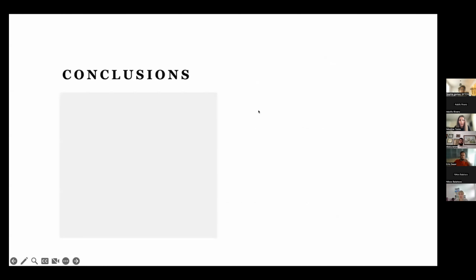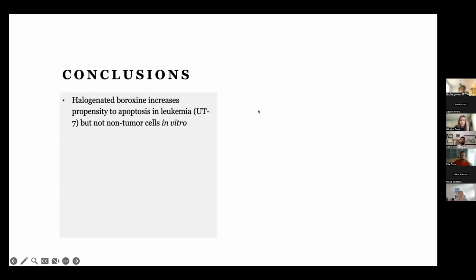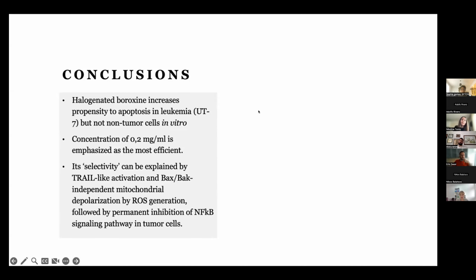which is then followed by inhibition of the NF-kappa B signaling pathway. With this summary and interpretation, we can conclude that halogenated Bark-sin increases propensity to apoptosis in leukemia UT-7 cells, but not non-tumor cells in vitro. Also, the concentration of 0.2 milligram per milliliter is emphasized once again as the most efficient, and halogenated Bark-sin selectivity can be explained by TRAIL-like activation and BAX-independent mitochondrial depolarization by ROS generation, followed then by permanent inhibition of the NF-kappa B signaling pathway in tumor cells.